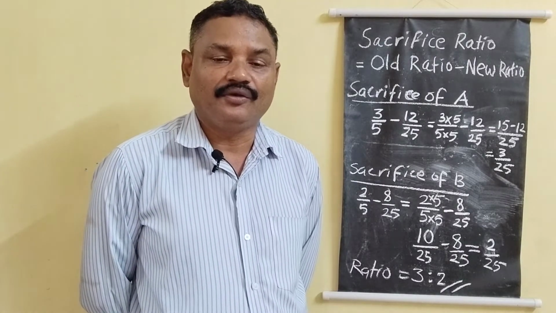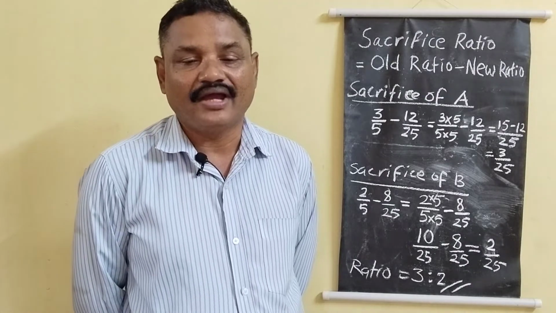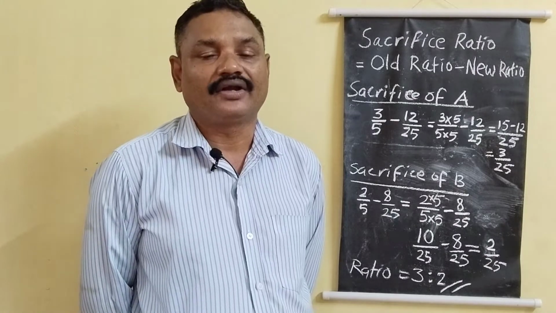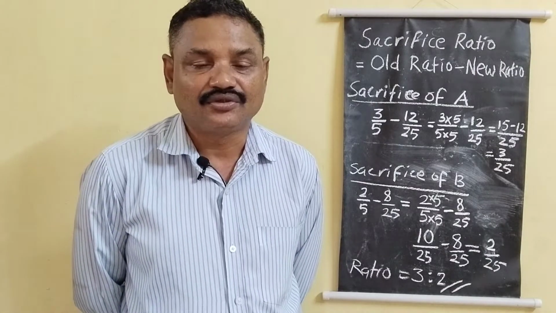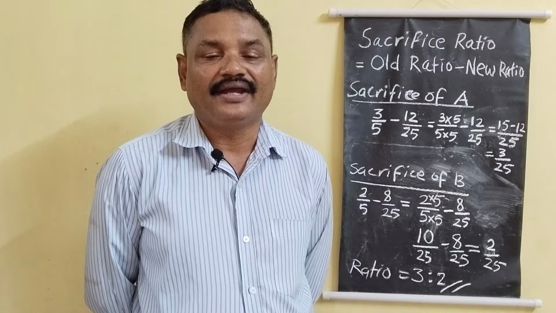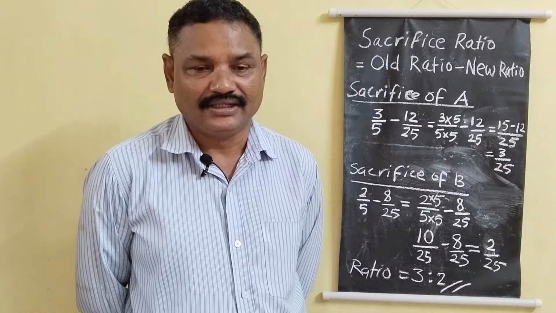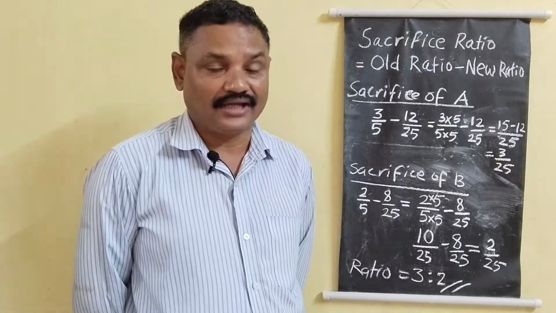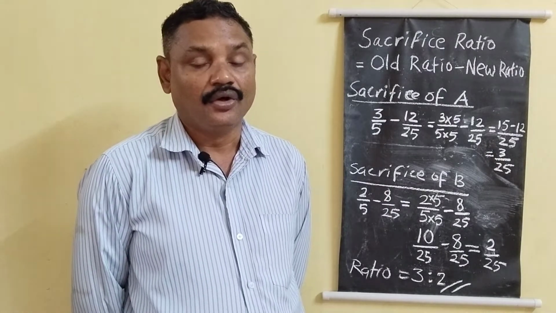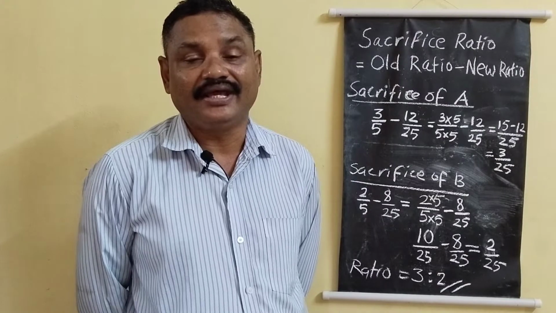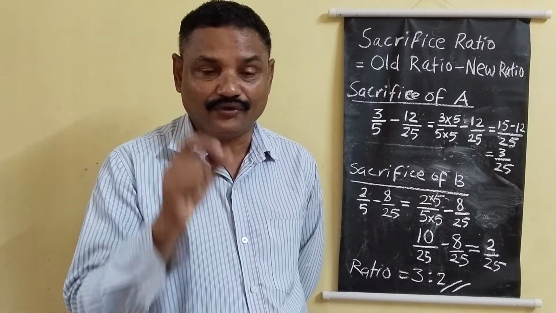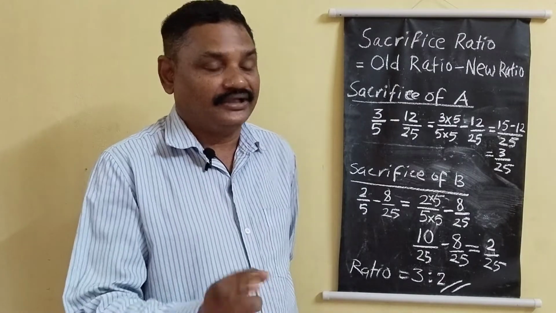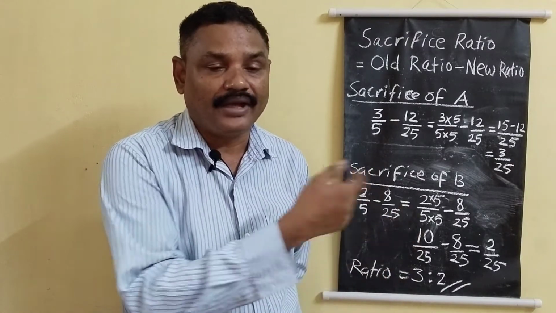After finding the new profit sharing ratio, we have to go through the calculation of sacrifice ratio. We already studied that sacrifice ratio is equal to old ratio minus new ratio. Do not change it. Old ratio must come first. New ratio should come second. Otherwise, it will become the gaining ratio. So for sacrifice ratio, you must remember old ratio minus new ratio. See, the old ratio we have taken, the new ratio we have taken.